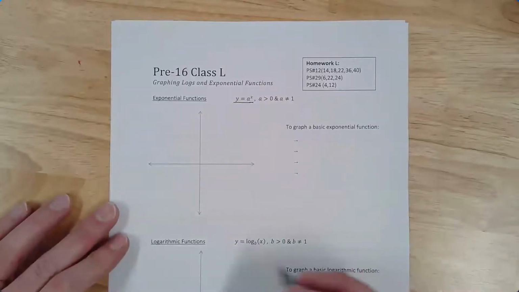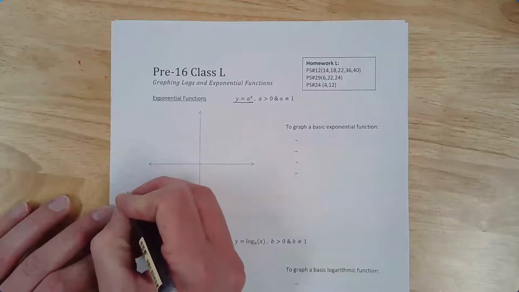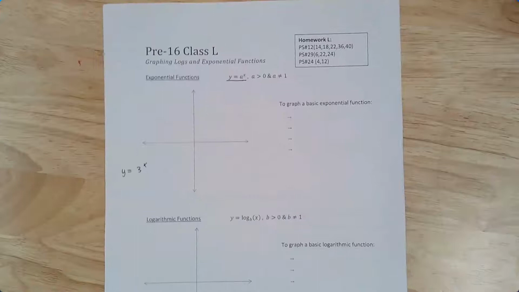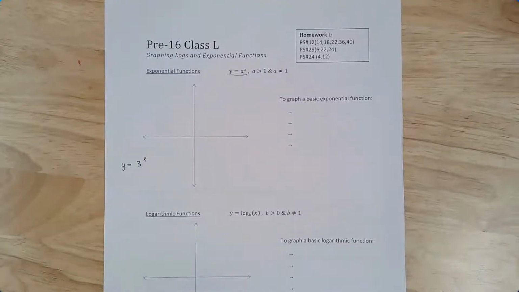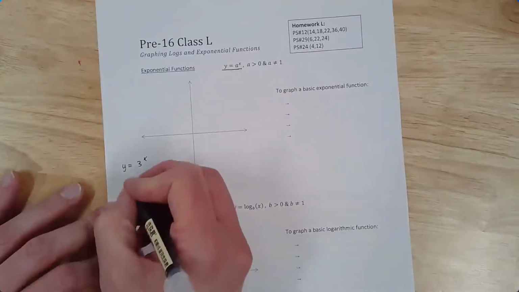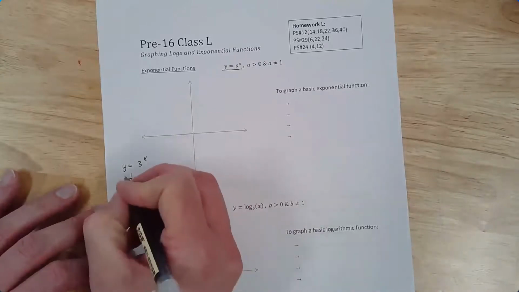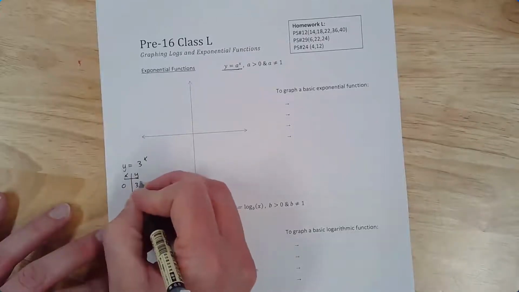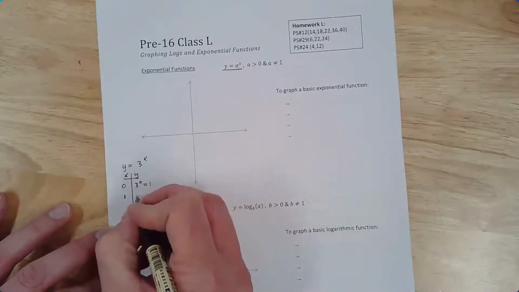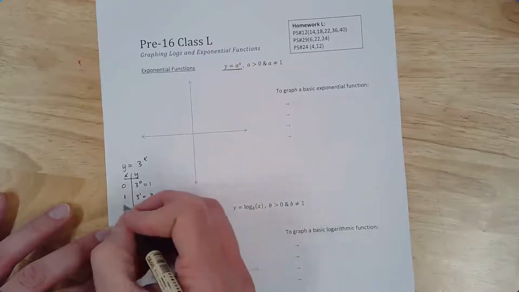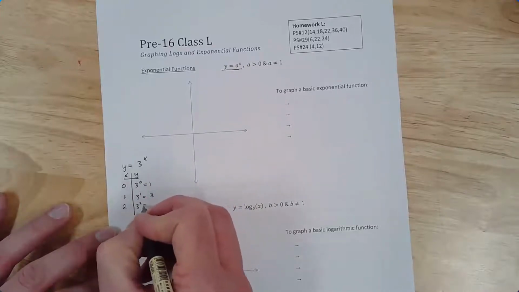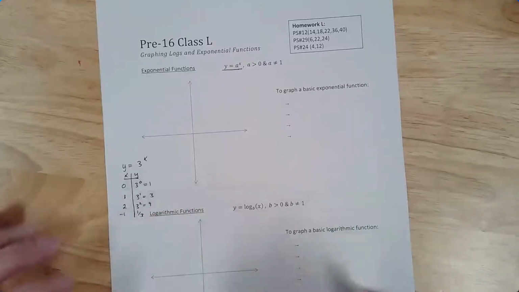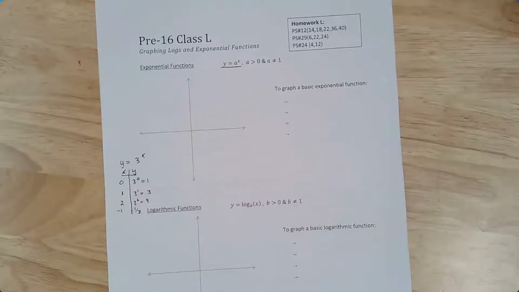So let's think about graphing something like y equal to 3 to the x. Although we're not always going to do this, I think the first couple times it does make sense to plot a few points. I'm going to pick some real easy ones. If x is 0, 3 to the 0 is 1. If x is 1, 3 to the 1 is 3. If x is 2, 3 squared is 9. And if x is -1, you get 1/3. There's just a few points we're going to plot.